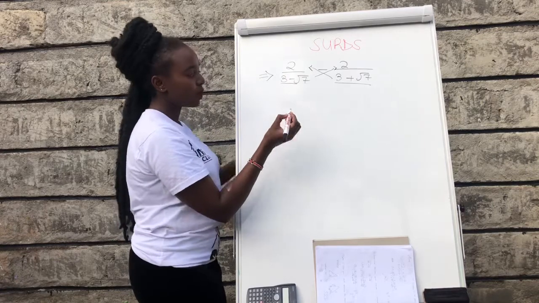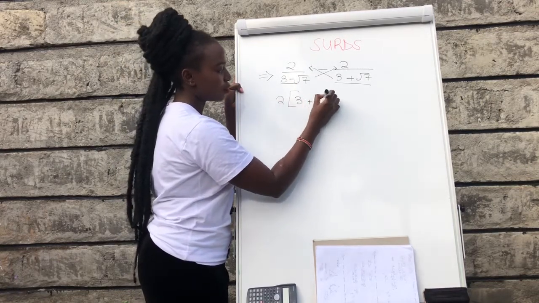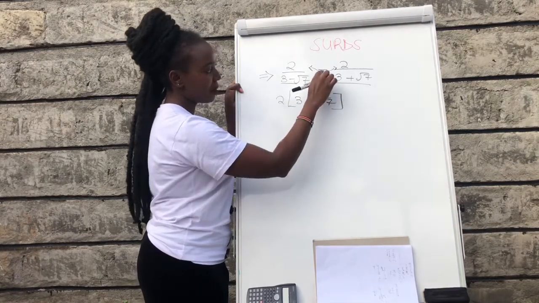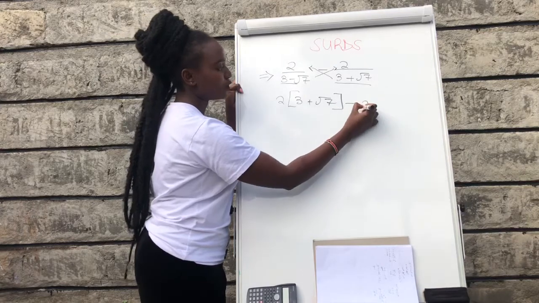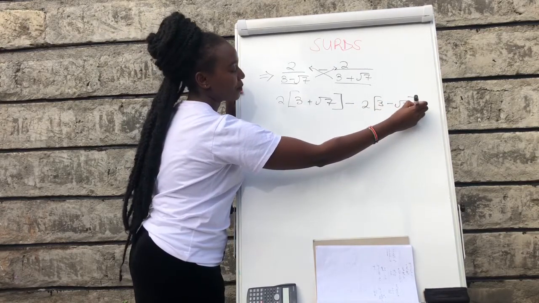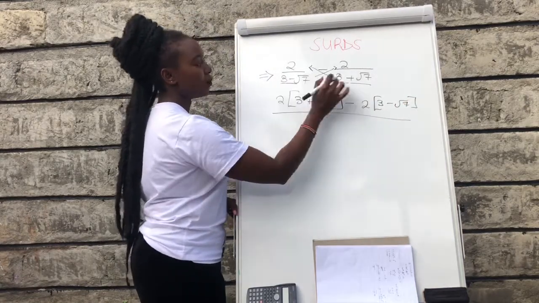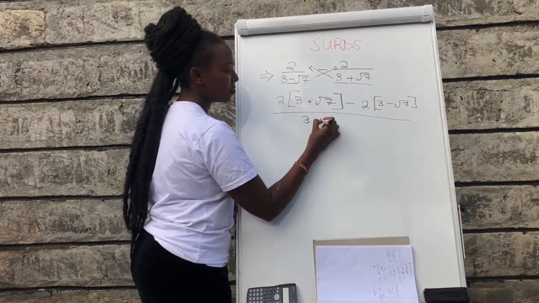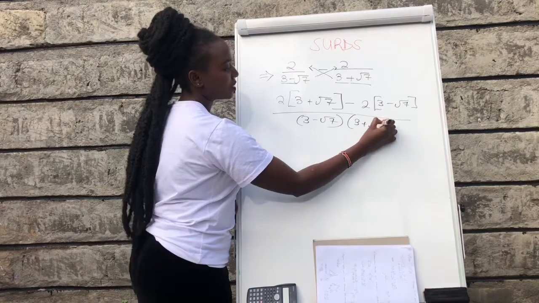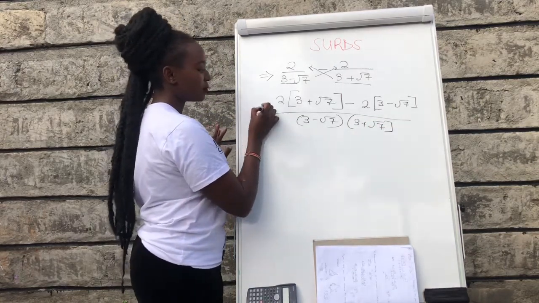So let's do it practically. It becomes 2 multiplied by 3 plus root 7. Then on this other side, remember here we have a negative sign and it's 2, we multiply with root 3 minus root 7. And here down below, you multiply the 2, so 3 minus root 7, multiplied with 3 plus root 7. So basically this is what you're supposed to do when given such a question.